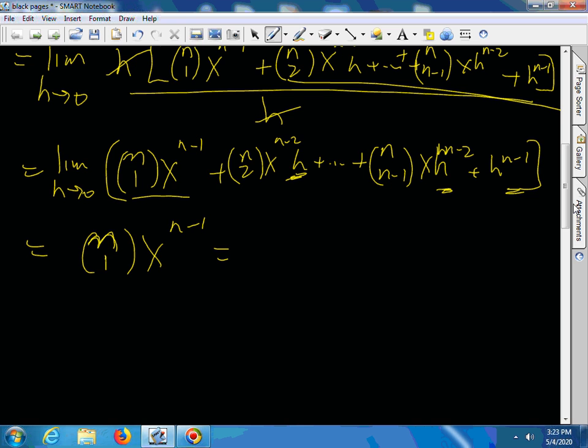And if you have n objects and you want to choose one of them, you can do that in n ways. You can pick the first one, or you can pick the second one, or you can pick the third one, up to and including picking the nth one. Now, there is your proof.